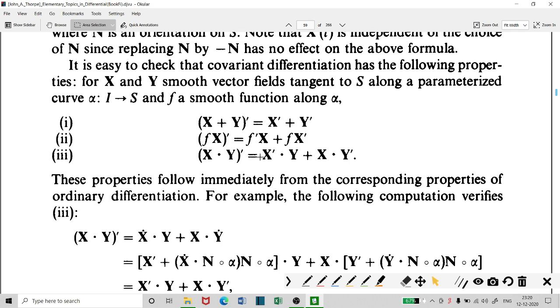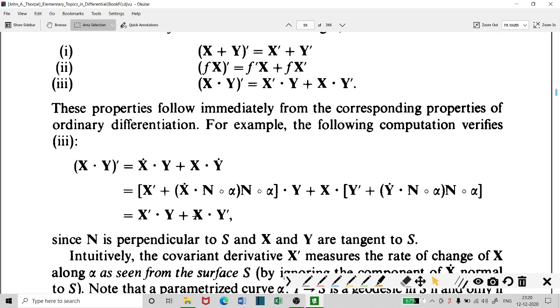So that can be expressed as a combination of covariant derivatives. The usual derivative of the scalar function can also be written as x prime, this is a covariant derivative, dot y plus x dot y prime. This is the covariant derivative of y, and this is the covariant derivative of x. So this usual derivative of x dot y is a scalar function, and the usual derivative of that scalar function can be expressed in terms of the covariant derivatives. So this is the idea of covariant derivative. The last one is already explained here.